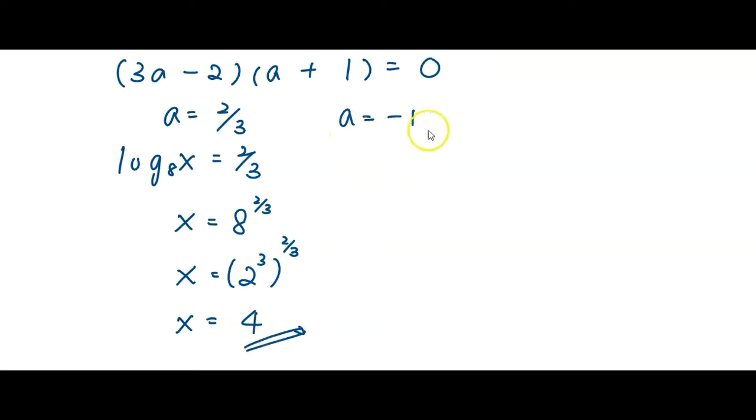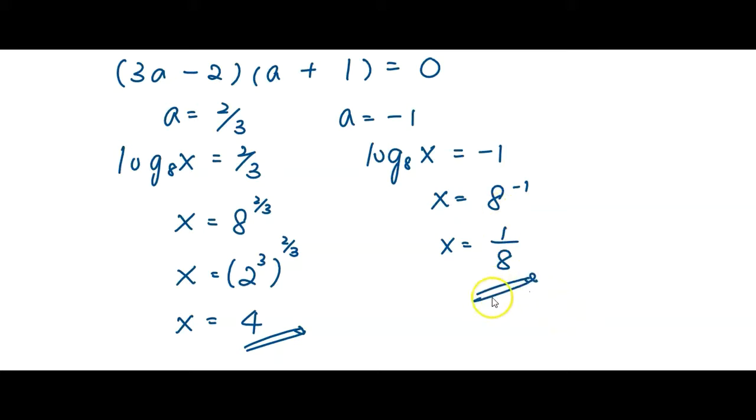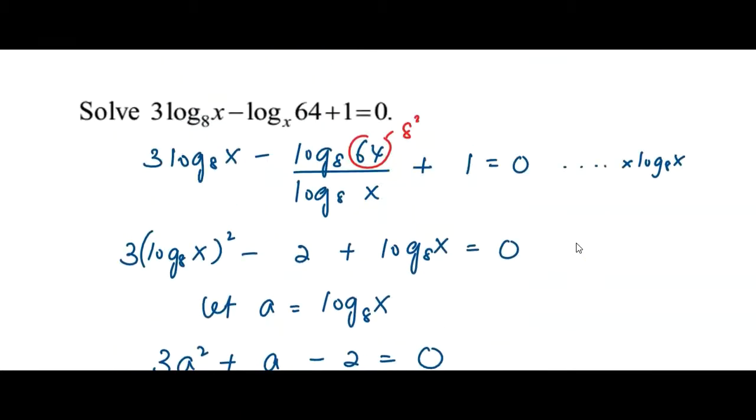And for the other one, a equals negative 1. Again, you will substitute the a back to log x to the base of 8, and this equals negative 1. Then you have 8 to the power of negative 1. By converting this equation into the index form, you got this. Finally, simplify it, you will have 1 over 8. So again, you have two solutions. You need to check whether you're going to accept both of the solutions, or it might be only accepting one of them. So how can we do that? How do we know we will accept both or either one?